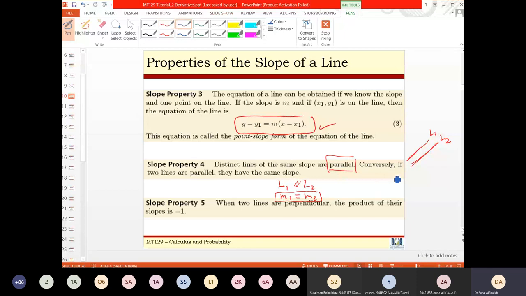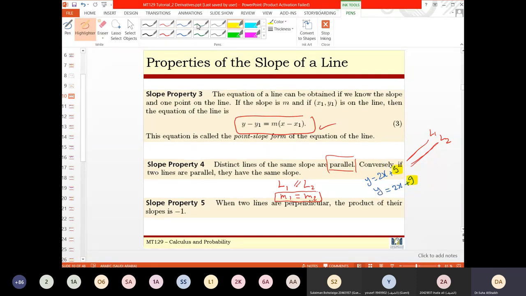I'm going to give you a simple example. If the first line is 2x plus 5, and the second line is 2x plus 9. Two different lines, as you can see. So they go together actually. They never meet. They are different. The only difference is the intercept here.